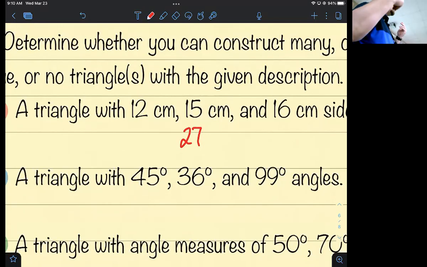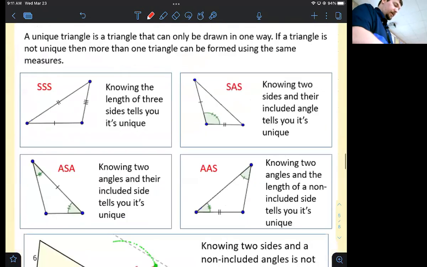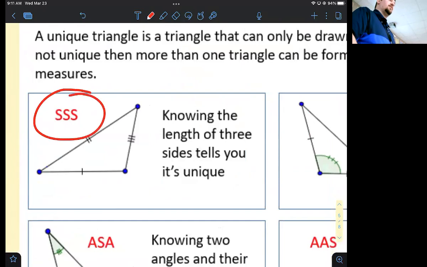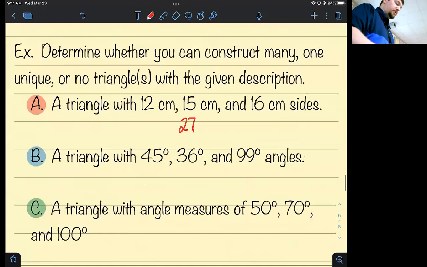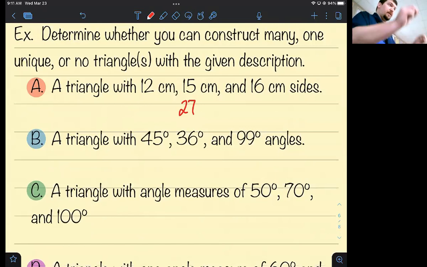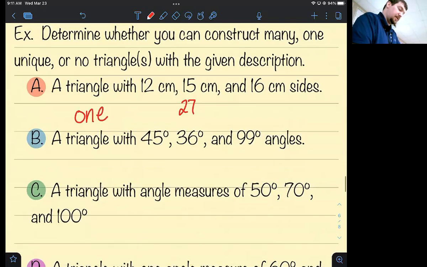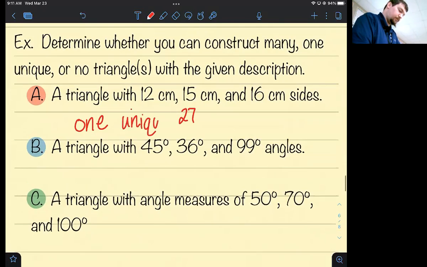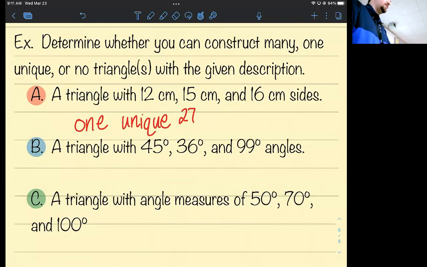The question is, now that we know that we could make a triangle, is each of your triangles going to be different, and there'd be many different ones? Or are they all unique and it's the same exact one? Well, according to our theorem up here, if I give you 3 side lengths, that's going to make a unique triangle. So if I said, everybody get your rulers out and draw a 12, 15, and 16 centimeter side, and then connect them together, everyone's triangle is going to look the same. The answer here is 1 unique triangle. Remember, unique means 1 of a kind. So if I gave you the descriptions and that was a 1 of a kind triangle, then everybody's going to have that same triangle.